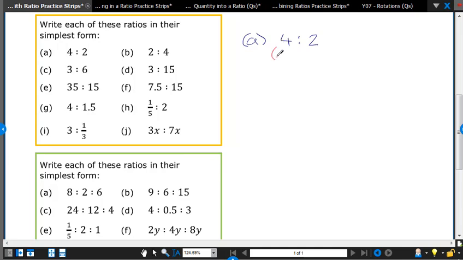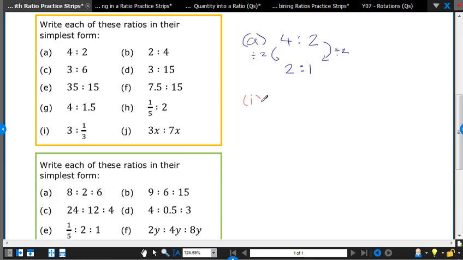If you want, you can put these little guides in. You probably don't need them though, but if you do, that's fine. So we're going to divide both sides by 2 because it's a common factor. So 4 divided by 2 is 2, and on the right hand side 2 divided by 2 is 1. So it's balanced. We did the same action, divide by 2 to both sides. So that's it.